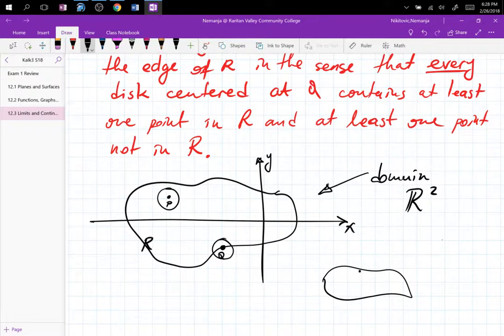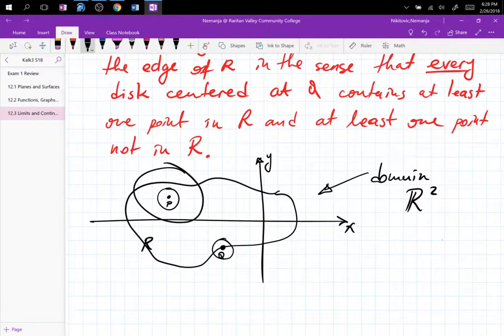The Q has to be exactly on the line. It has to be a point of this boundary. And then, no matter what disk you draw, and how big or how small, there will always be a point in and a point out. And that's why it's called a boundary point. It's on the boundary. Where for the interior one, again, you can draw a larger disk, you can draw a smaller disk. All of the points are always inside.